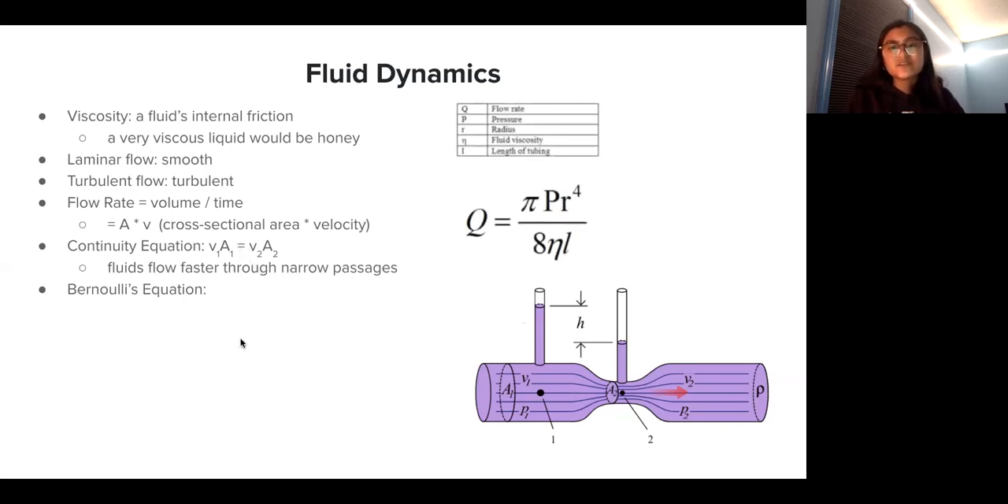This is also equal to the cross-sectional area times the velocity. So for example, if you're finding the flow rate at this point in this tube, you can do this cross-sectional area A1 here times the velocity. This equation here is for laminar flow. I think it's Poiseuille's law.